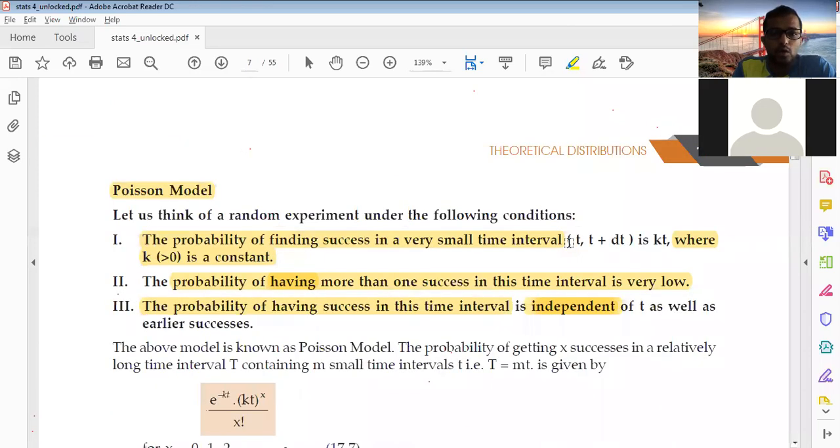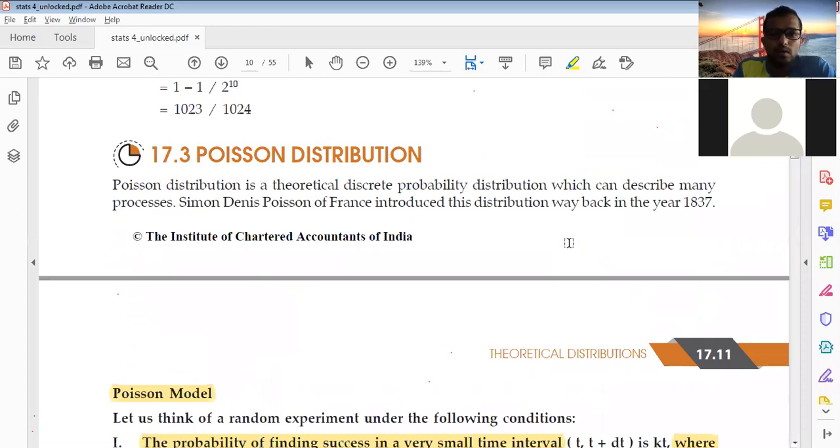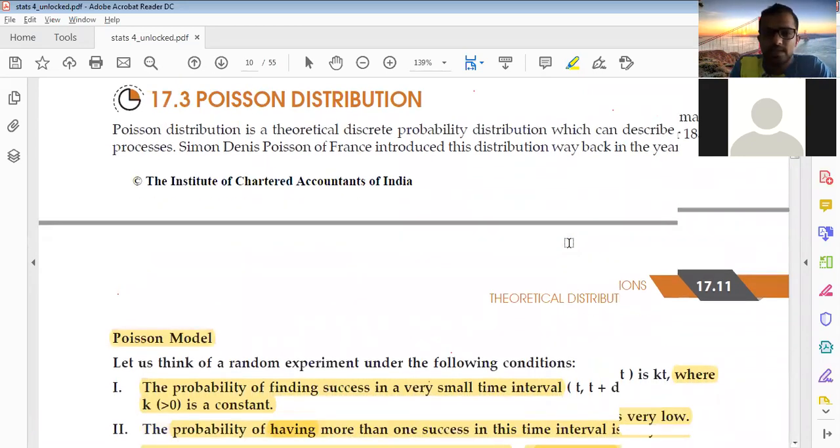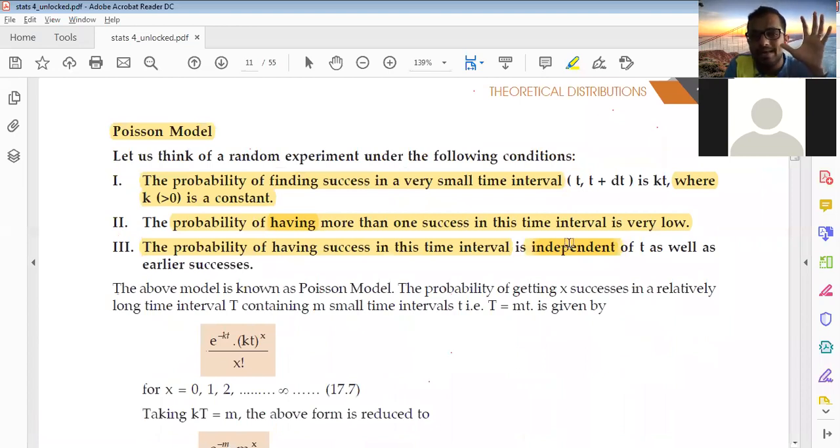Then we came down to the Poisson model of distribution. This model is the Poisson distribution, again one more discrete frequency distribution. Then we saw certain things: when is it used, under what conditions. One was that the success from one interval to another should be very less. Another was that the probability of having success in a time interval is independent, from one to other, not dependent on each other. And finally, the probability of finding success in a very small time interval is kt, where k is greater than 0 and is a constant.